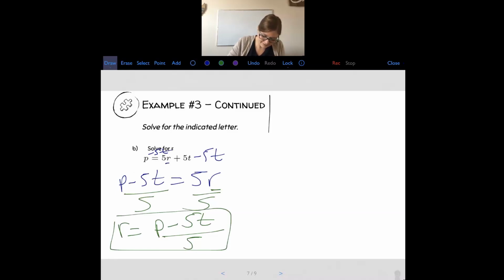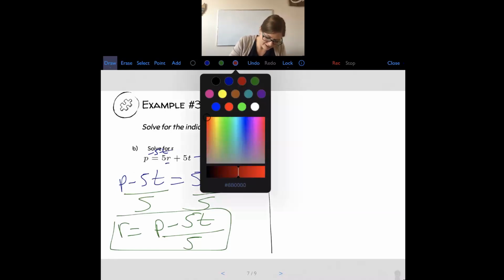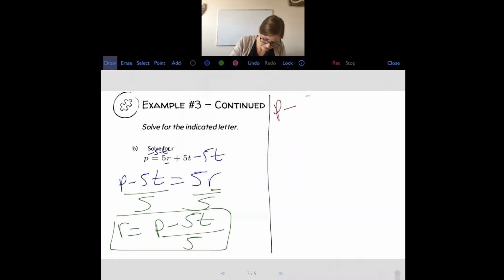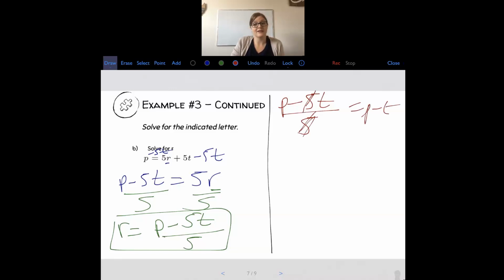Be very careful. I'm going to write it in red. P minus 5T over 5. The temptation here is to cancel the 5s and say P minus T. That's not correct. When you're simplifying, if you're going to cancel things out, it needs to come out of every term. So if the P had a 5, sure, that would work. But since the P doesn't have a 5, it can't come out of anything being multiplied by P. You can't simplify that way.